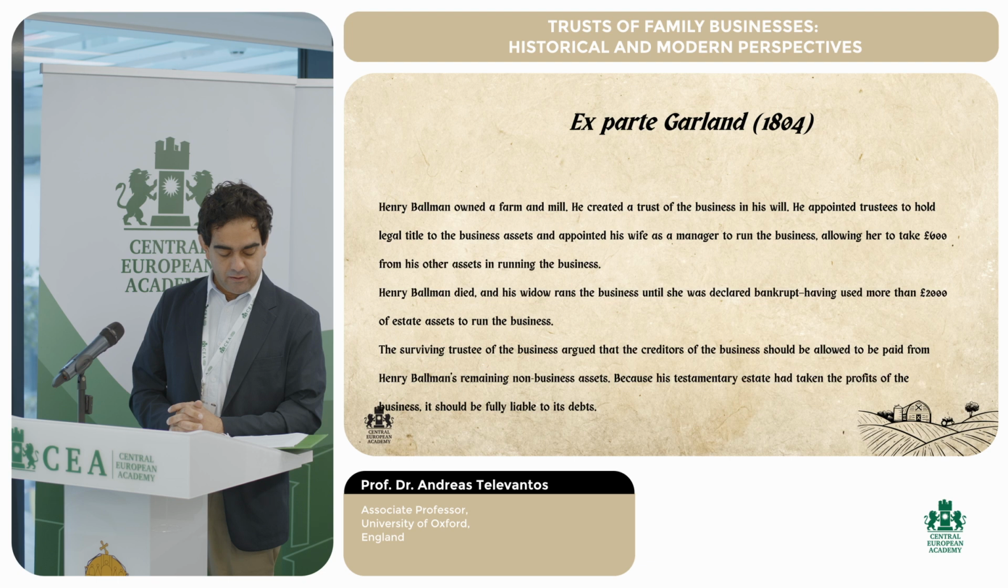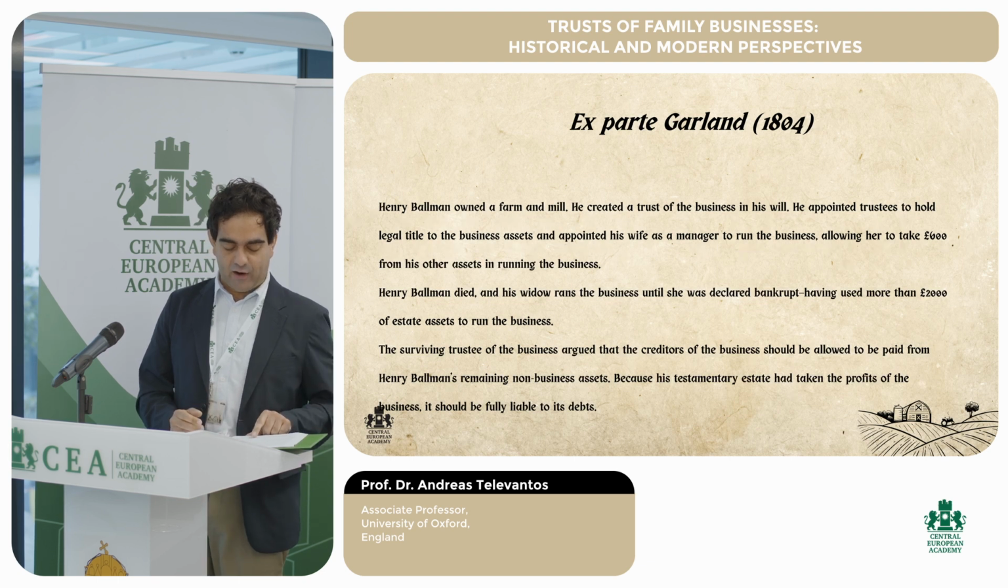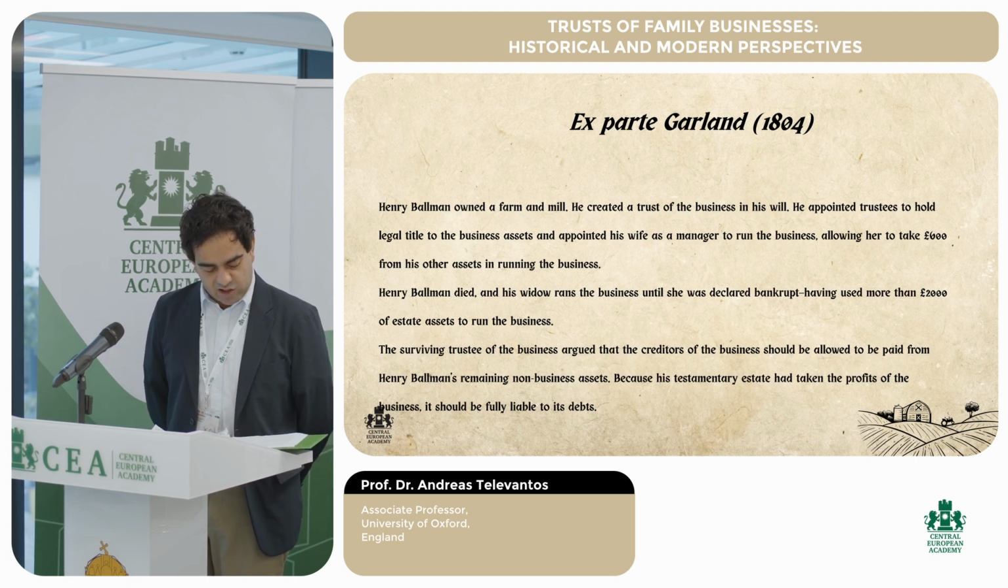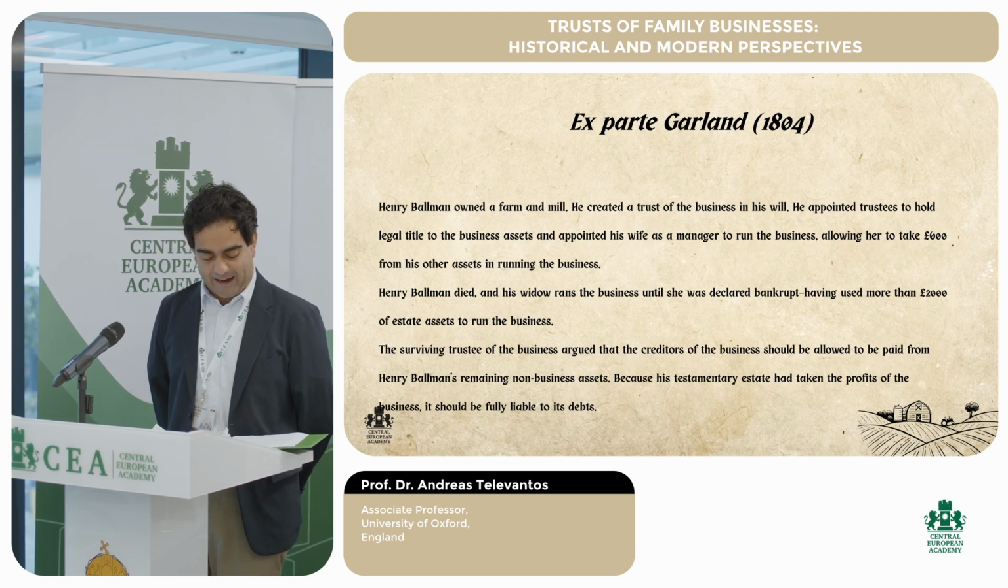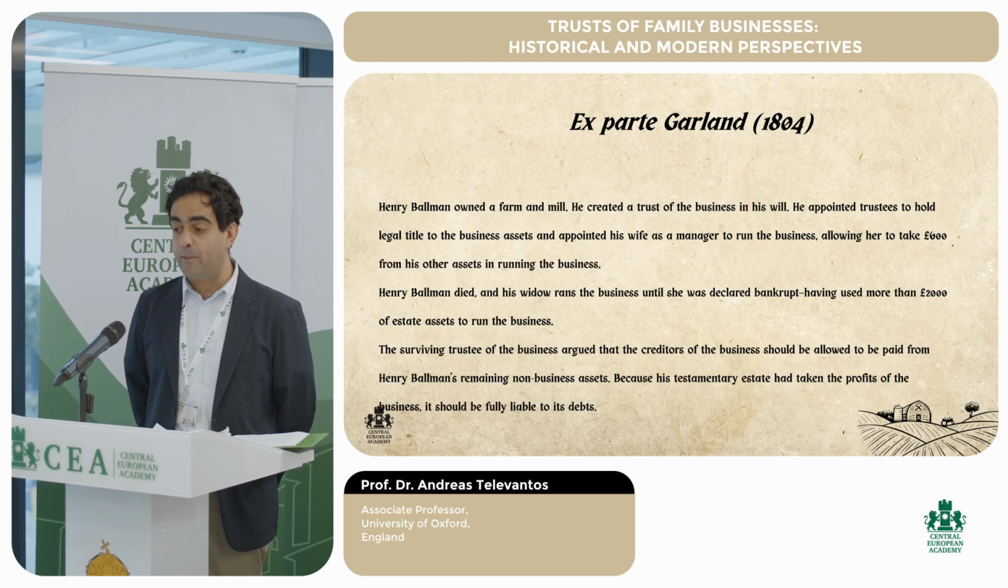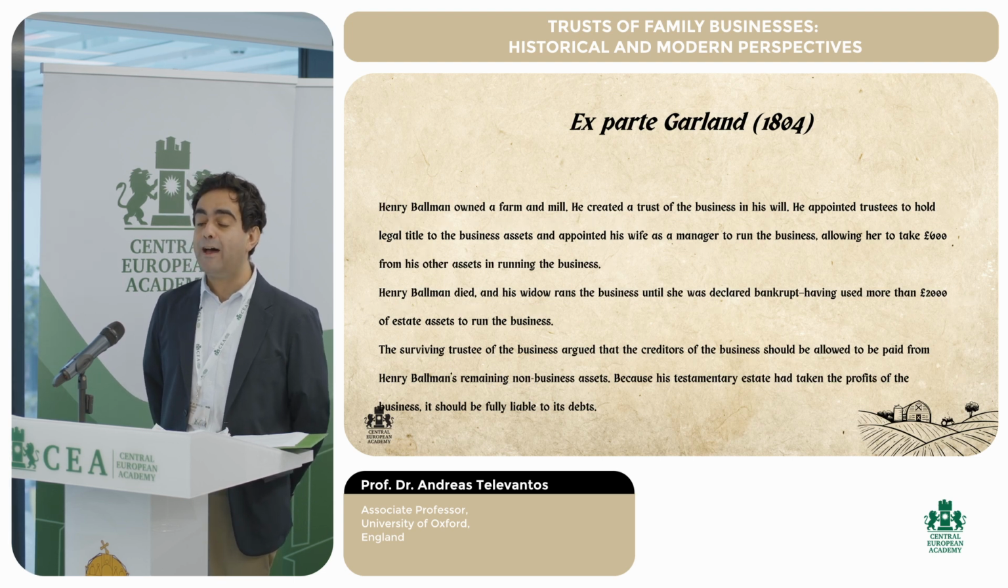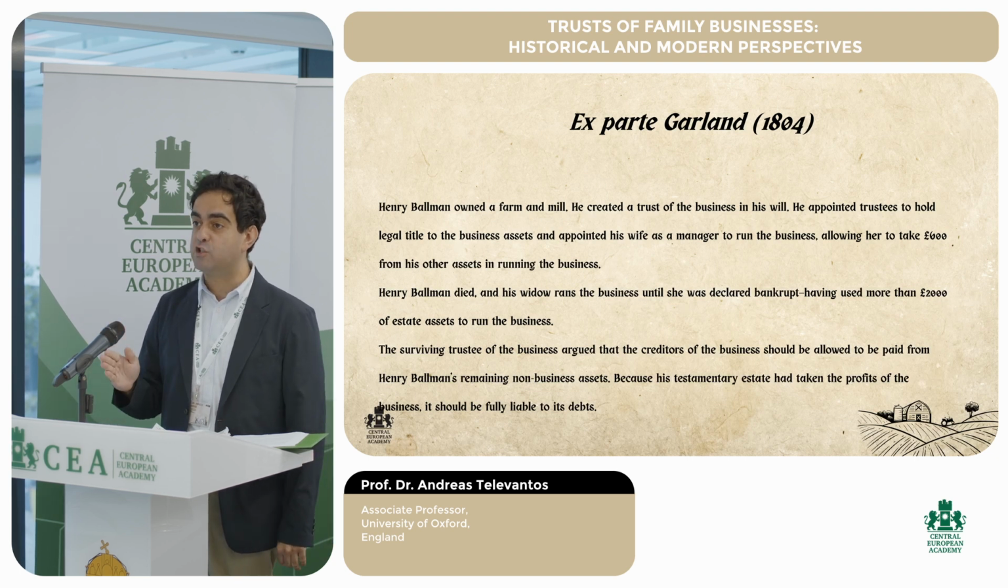So, Henry Bullman owned a farm and a mill, and he created a trust of the business in his will. He appointed trustees to hold legal title to the business assets and appointed his wife as a manager to run the business, allowing her to take £600 from his other assets for use in business purposes. Now, Henry Bullman died, and his widow ran the business until she was declared bankrupt, having used more than £2,000 of the estate in the business, much more than she was allowed to by the original terms of the will.